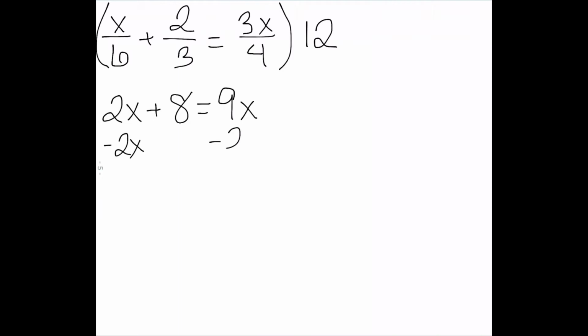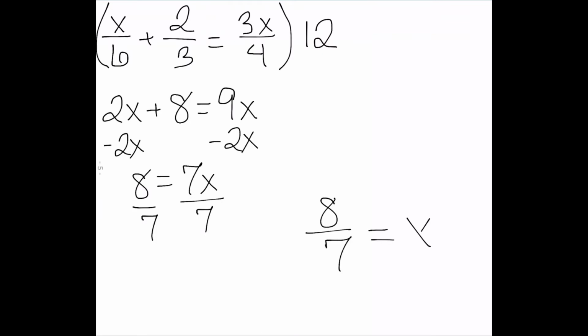I'm going to subtract 2x to get all the variables together. That gives me 8 is equal to 7x. And then I can divide both sides by 7 to get 8 over 7 is equal to x. And once again, we can still stick this back in and double check that we did everything correctly.